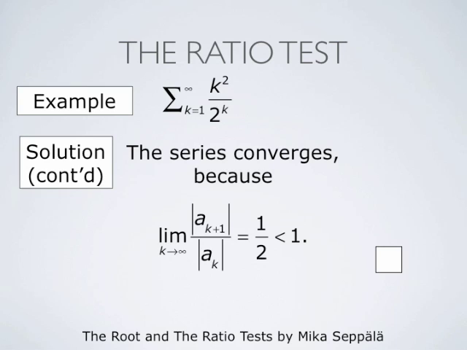And therefore we may conclude by the ratio test that this series summation k from 1 to the infinity k squared divided by 2 to the power k converges because the quantity of the ratio test, that is the limit as k goes to the infinity of absolute value of ak plus 1 divided by the absolute value of ak is 1/2, and that is less than 1.